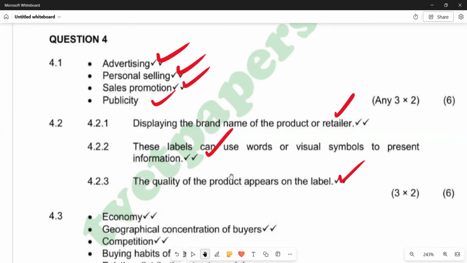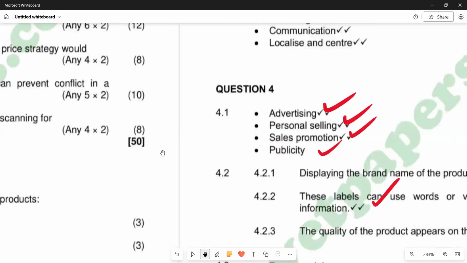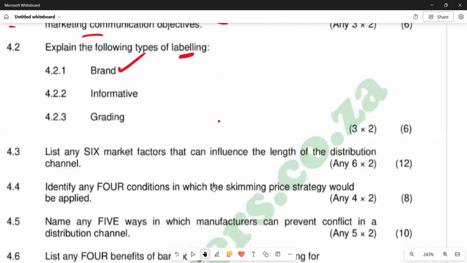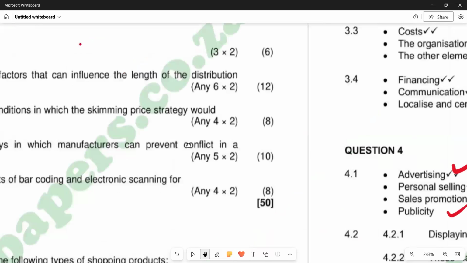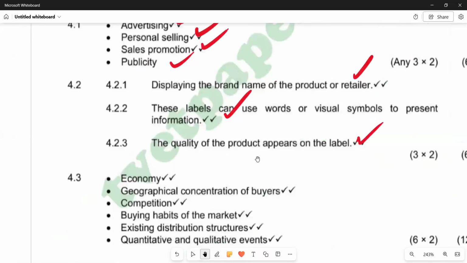Then we go to the next part, whereby we are now looking at grading labeling. On grading labeling, basically it's a label that shows the grade of the product in terms of its quality. It can be the grade in terms of standard or class. So it gives the consumer an idea of the quality of what they are going to consume. So that is what we have in terms of grading labeling. The brief description that we have is that the quality of the product appears on the label.